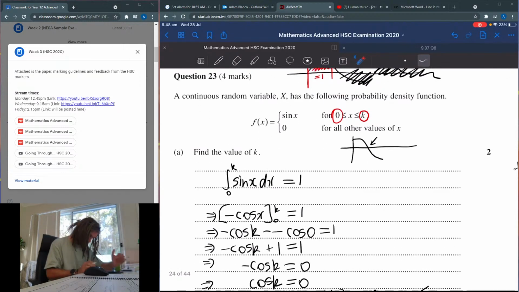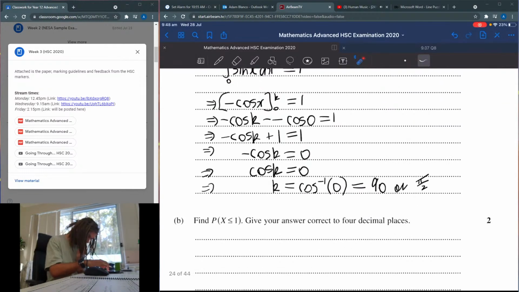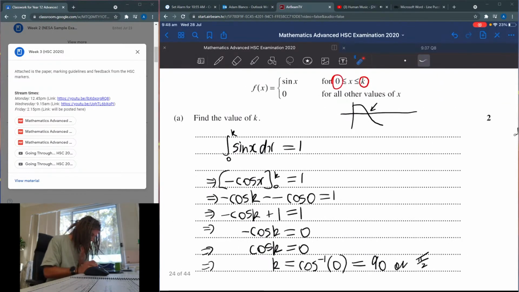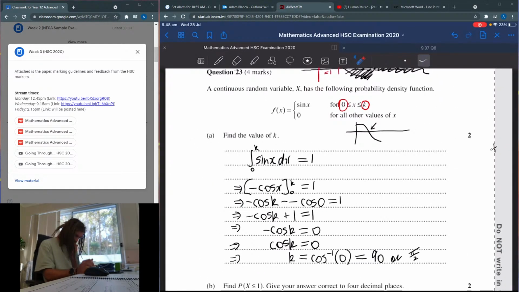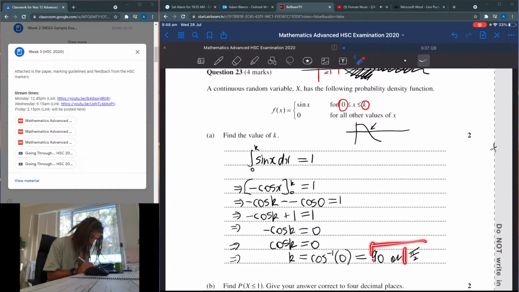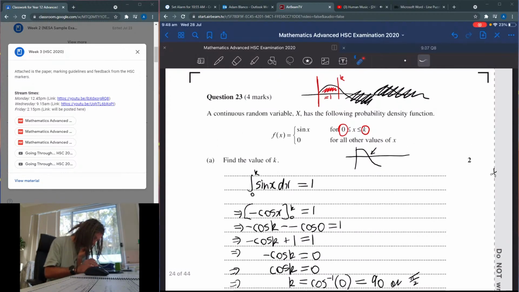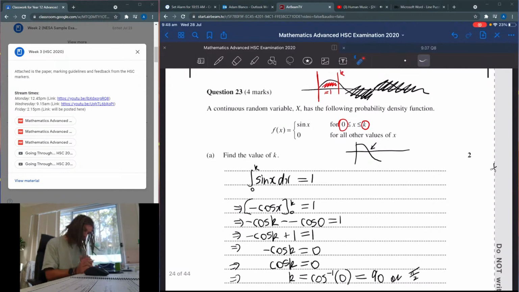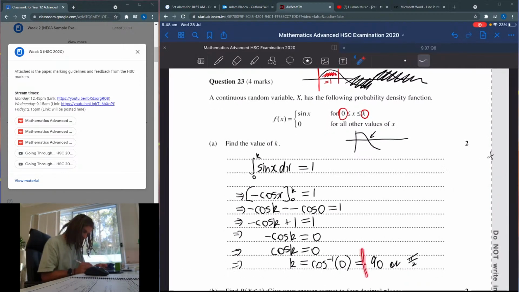It hasn't told us. It's a bit ambiguous because it hasn't told us whether it's in radians or not. I'd probably give both answers here because it hasn't told us what to put our answer in. They left it as pi on 2, but I don't know. I'd leave both just in case.